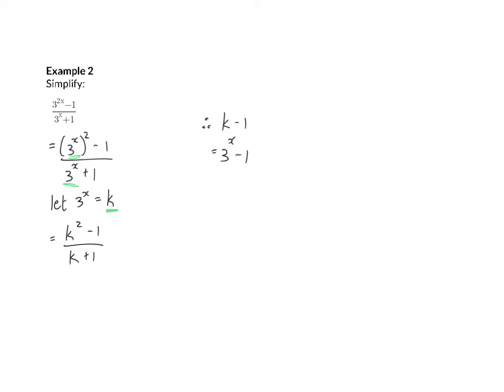And now it's easy to see that in my numerator I have difference between squares. So I'm going to factorize that into k plus 1 and k minus 1. Now I can simplify by saying k plus 1 divided by k plus 1 is 1, and I'm left with k minus 1. Now I need to remember that I said that k is 3 to the power of x, and now I need to rewrite that. I need to substitute back. Instead of saying k minus 1, it will now be 3 to the power of x minus 1 as my final answer.